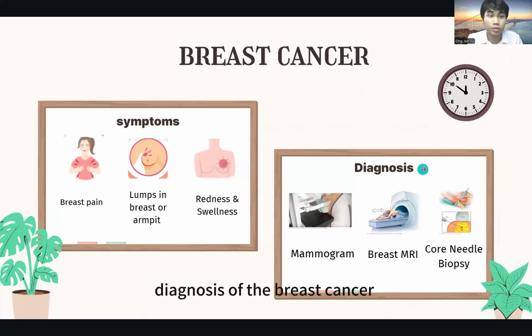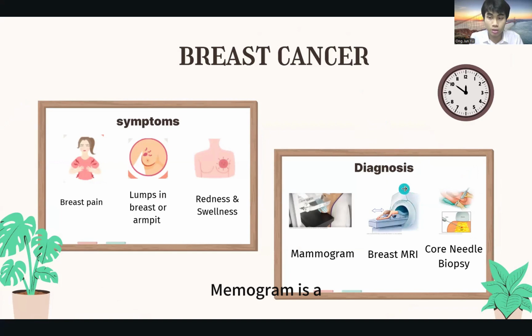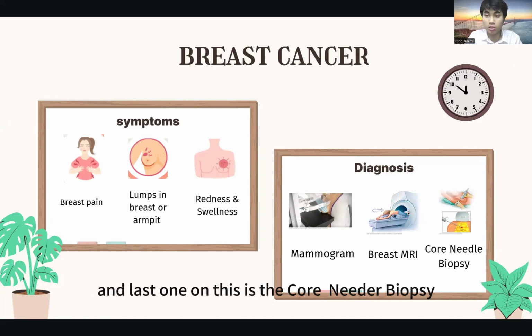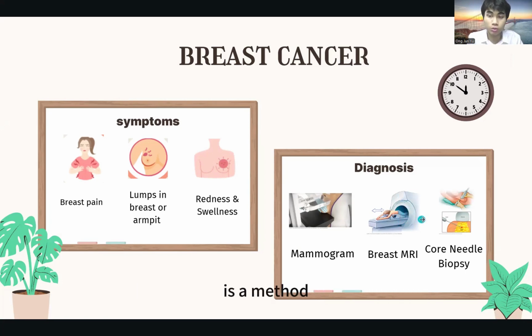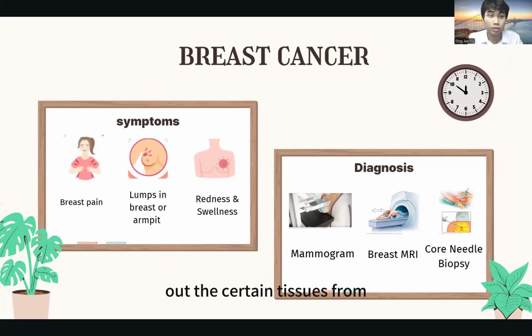Next, what is the diagnosis of breast cancer? There are several ways to diagnose it, and one is the mammogram. A mammogram is an X-ray method to examine the breast. Next is the breast MRI, which is magnetic resonance. And last but not least is the core needle biopsy. It is a method that inserts a hollow tube into the breast and takes out certain tissue from the breast to examine the content inside the breast tissues.